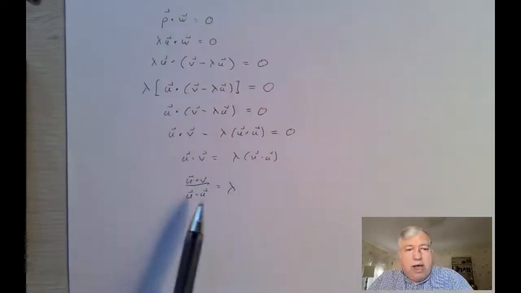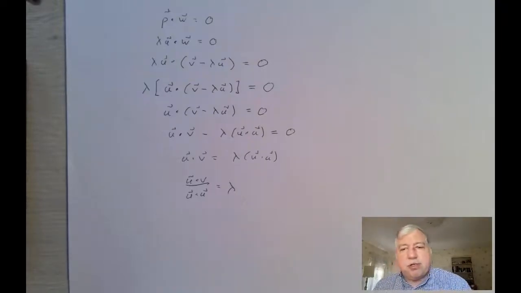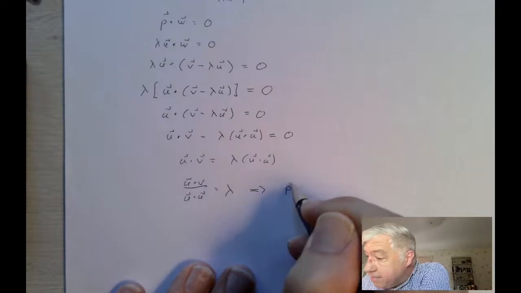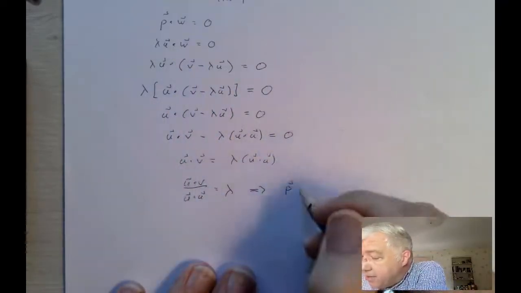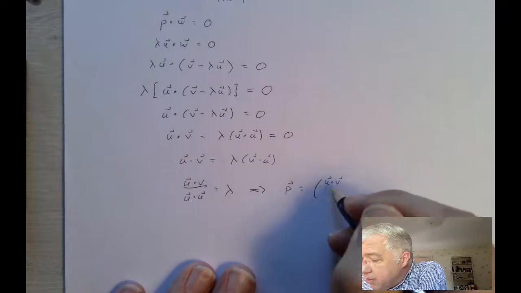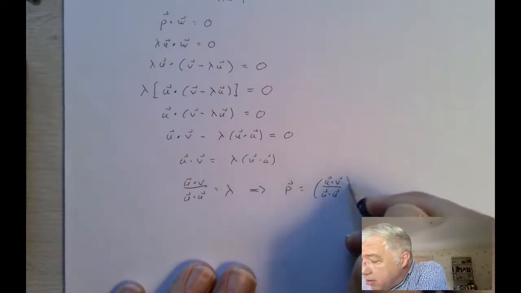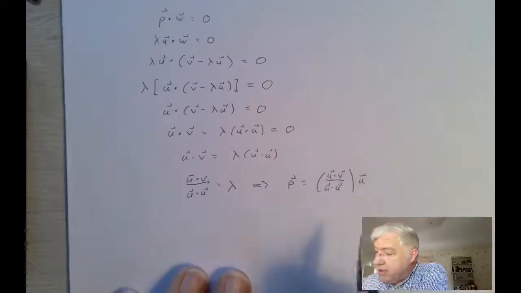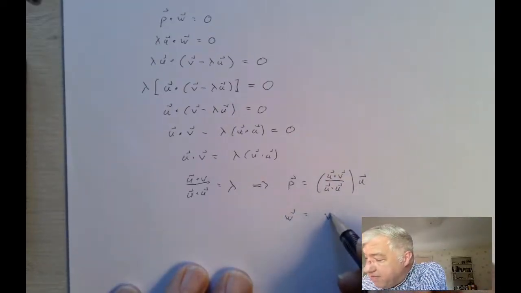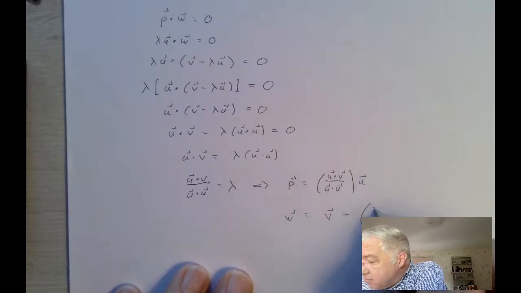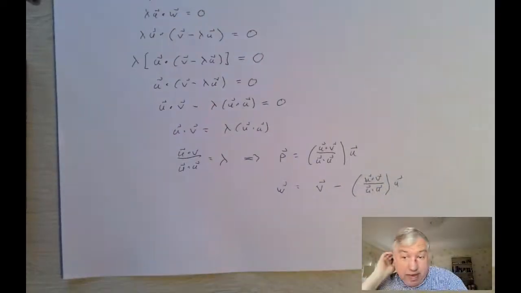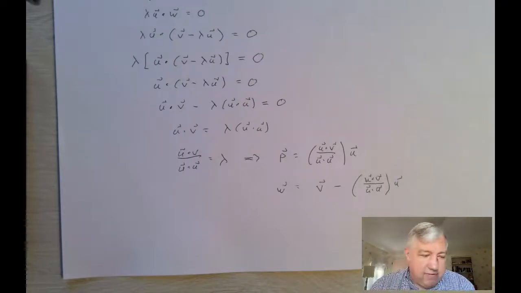We don't have to worry about u dot u being 0, because the only way that happens is if u is the 0 vector, in which case this problem doesn't make any sense. So that tells us that p is this number times u, and then w will just be v minus this other vector. Okay, that's how we get those. And now we can see that everything is just in terms of u and v.